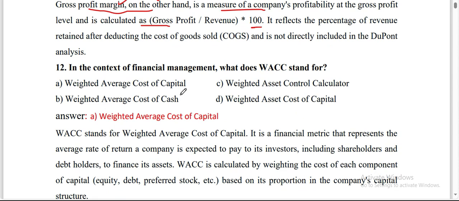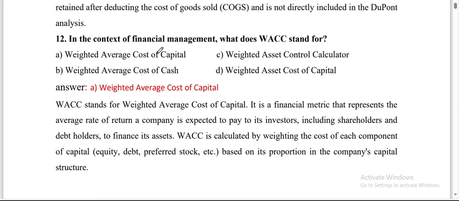Question number 12. In the context of financial management, what does WACC stand for? WACC represents what in financial management? A. Weighted average cost of capital. B. Weighted average cost of cash. C. Weighted asset control calculator. D. Weighted asset cost of capital.